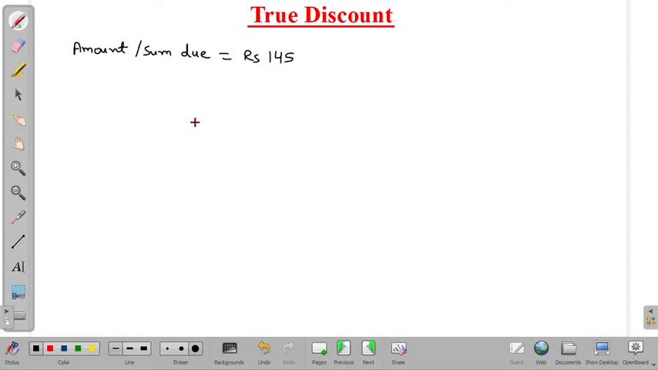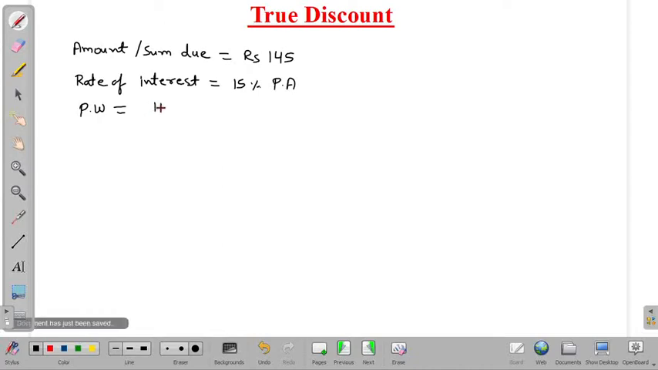So for calculating the present worth, we need the rate of interest. Suppose the rate of interest they have agreed in the contract document is 15% per annum. So how can we calculate the present worth that he needs to pay to settle the loan?